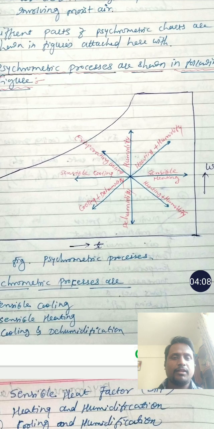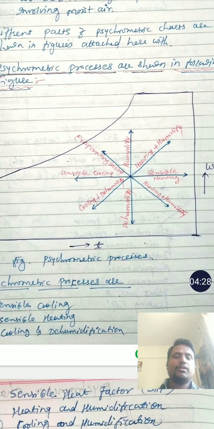While writing I made a mistake, so I have written humidity there, but it is not humidify, it is dehumidification. So that is the heating and dehumidification process. What is happening here? The temperature increases and the humidity ratio decreases.